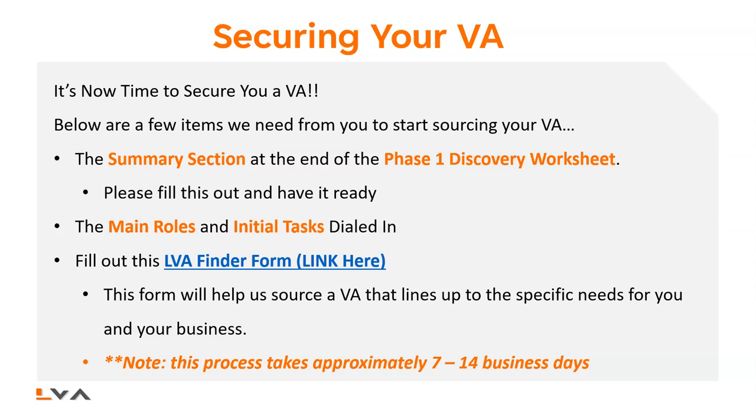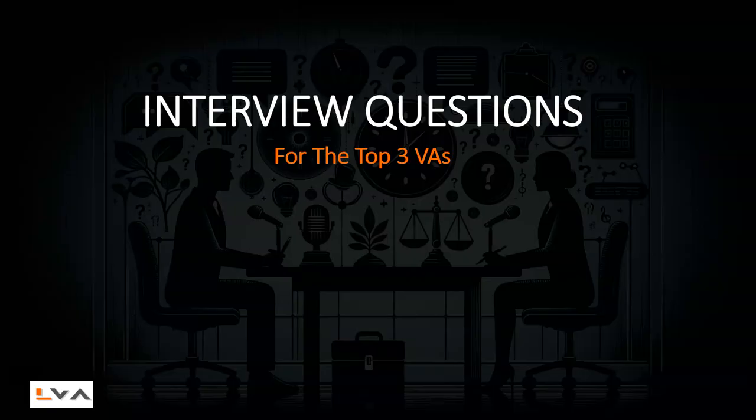And then you're going to click this link and you're going to fill out our LVA Finder form. And that will ask you quite a few questions, getting us really clear. So the form will help us source a VA that does line up specifically to your needs and your business. And note, this whole process takes approximately 7 to 14 days. And as a reminder, all this is going on while you're going through the course. Our goal is to have a VA ready for you by the time you finish this course.